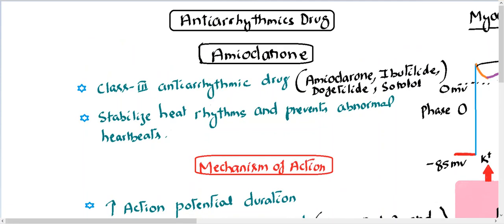Okay, so coming back to this topic, what is arrhythmia? Arrhythmia is a condition where the heart is beating irregularly or there is an abnormal rhythm. So when we give an anti-arrhythmic drug, that is going to stabilize the heart rhythm and prevent abnormal heartbeats. The drugs included in class 3 are amiodarone, ibutilide, dofetilide and sotalol.